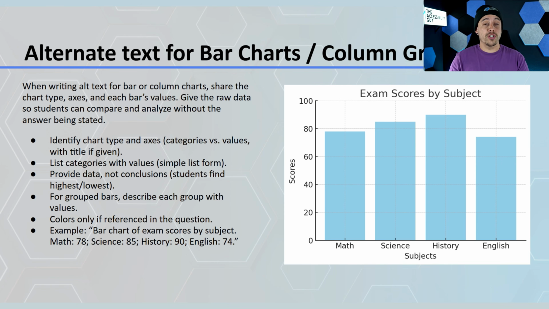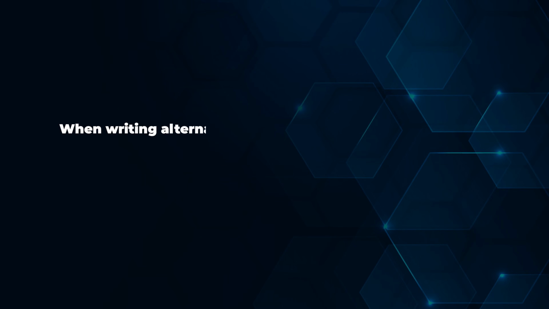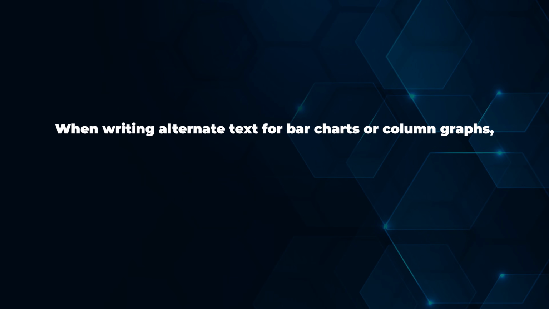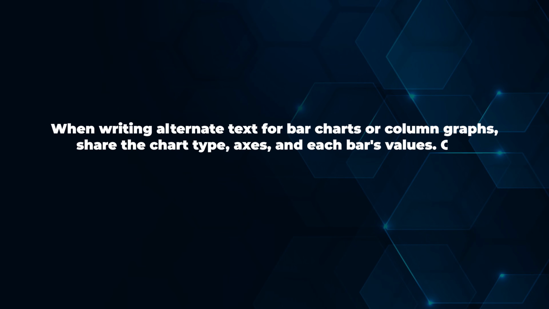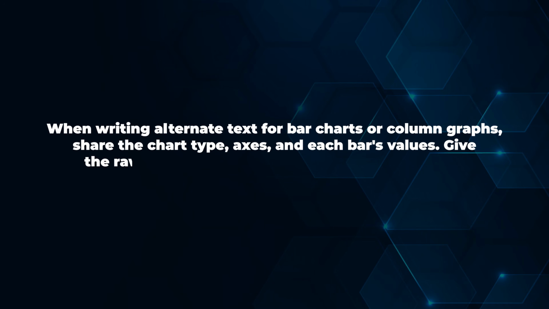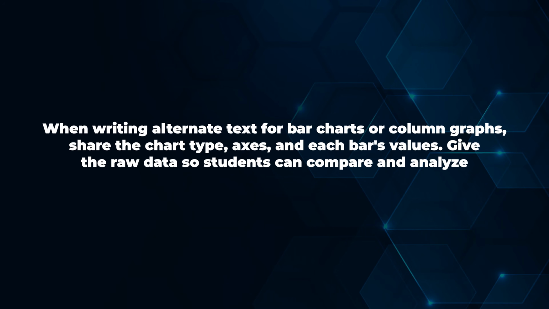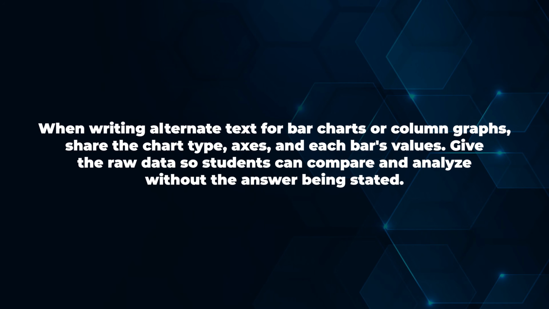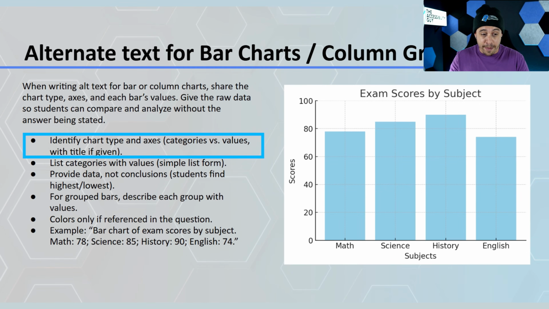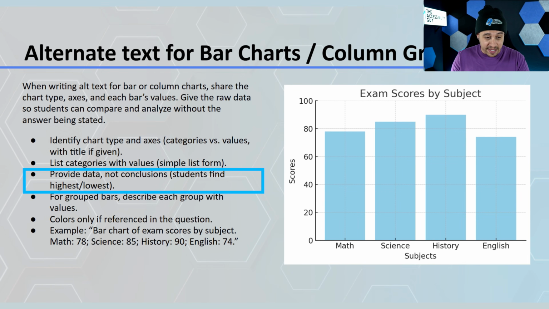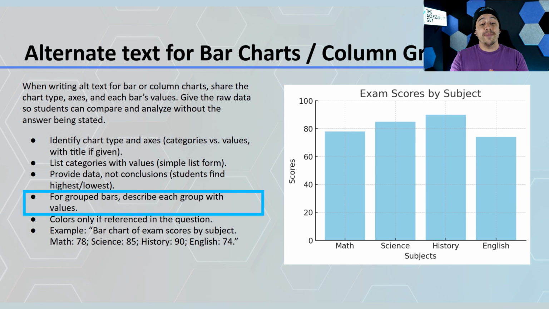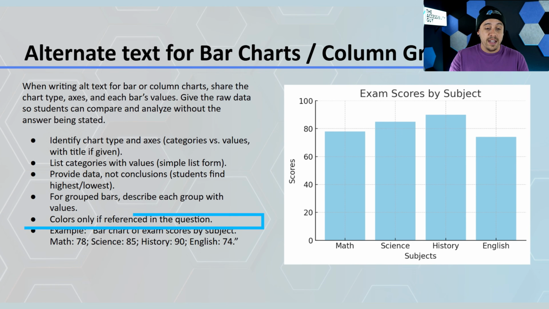What about for bar charts or column graphs? Well, when writing alternate text for bar charts or column graphs, share the chart type, axes, and each bar's values. Give the raw data so students can compare and analyze without the answer being stated. Identify the chart type, list the categories with the values, provide data, not conclusions, and for grouped bars, describe each group with values. Colors should only be referenced if it's in the question.